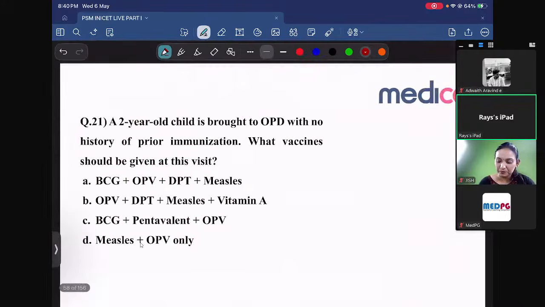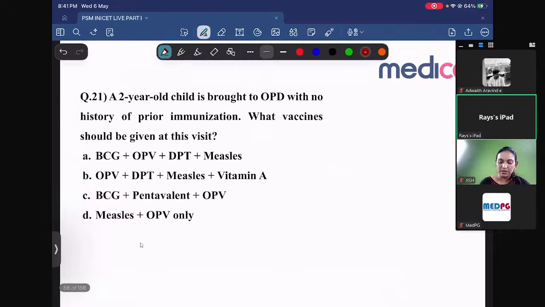Moving on. A 2-year-old child is brought to OPD with no history of prior immunization. What vaccines should be given at this visit? The options: A, BCG, OPV, DPT; B, OPV, DPT, measles, vitamin A; C, BCG, penta, OPV, measles; D, OPV only.